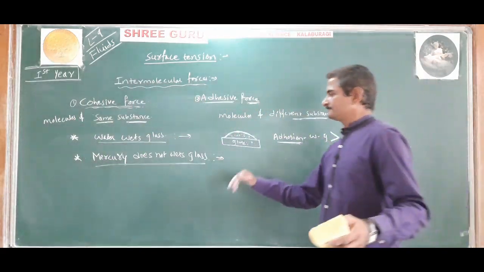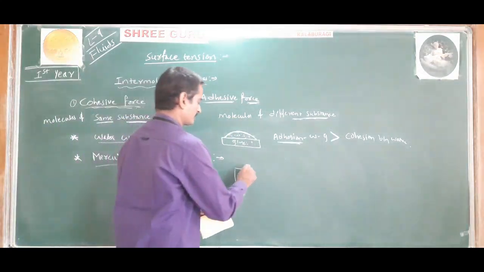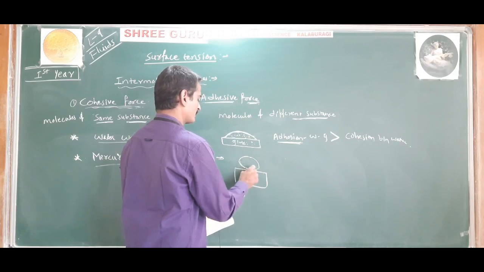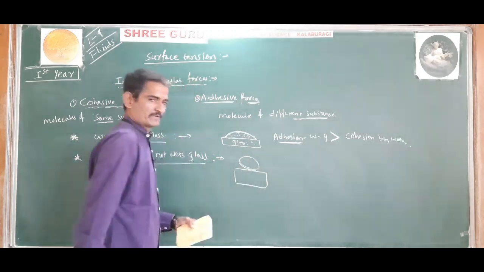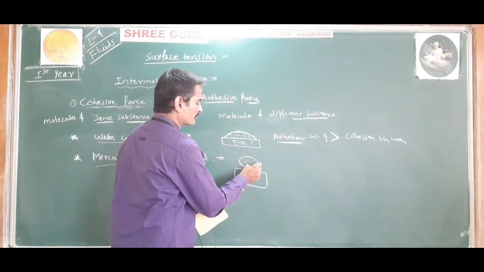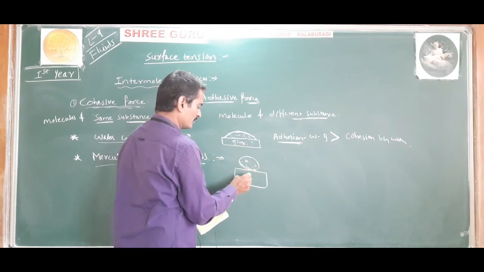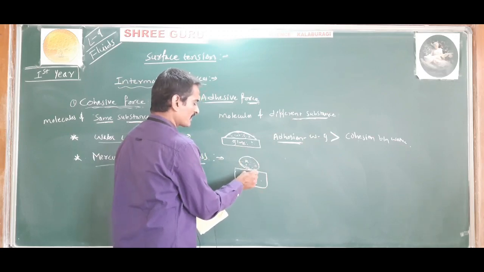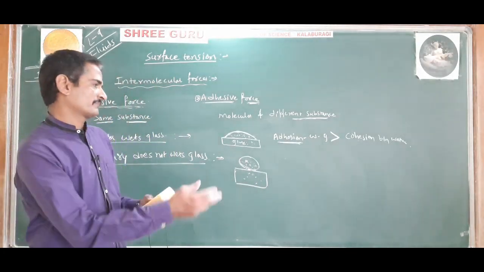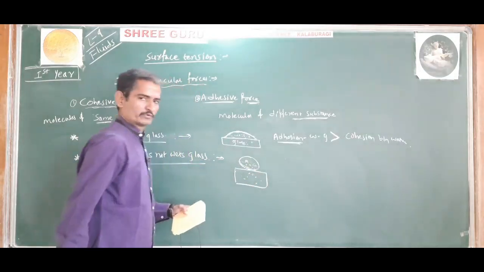Okay. So now it is observed that mercury does not wet the glass surface. This is the glass surface and this is mercury, and mercury does not wet the glass surface. Okay. So here there will be mercury molecules, and this is glass. Between the glass and mercury molecules there will be an adhesive force, and between the mercury molecules there will be a cohesive force. Okay.